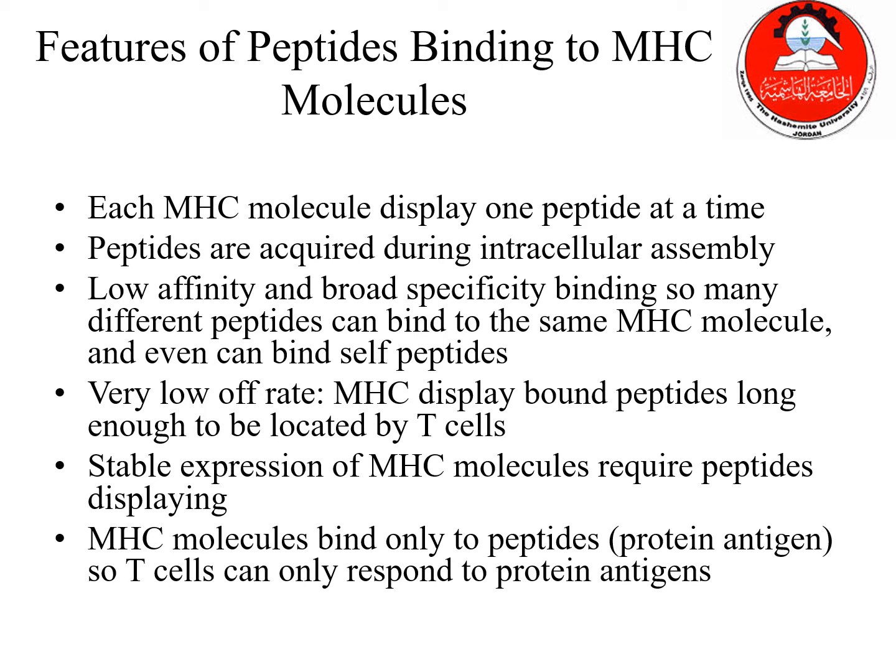Low affinity and broad specificity. So the affinity of the antigen to the MHC is low, which means it binds and dissociates from the MHC easily. And broad specificity means multiple antigens can be presented on the MHC molecule.